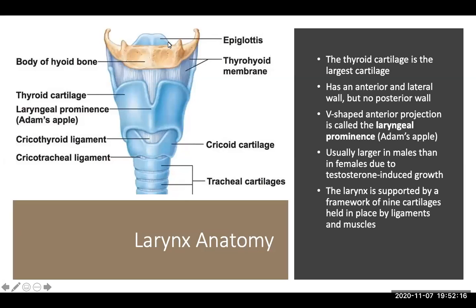Here's the epiglottis, and we'll look through the larynx to see the vocal cords in a second. The V-shaped prominence, also known as the laryngeal prominence, or the Adam's apple, is much more prominent in males than in females due to testosterone-induced growth. So during puberty, testosterone will make this laryngeal prominence jut out larger. So the next time you're out in public or with your family, you can notice there's a definite larger Adam's apple in males than females.